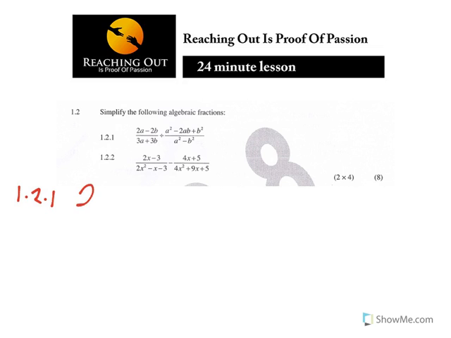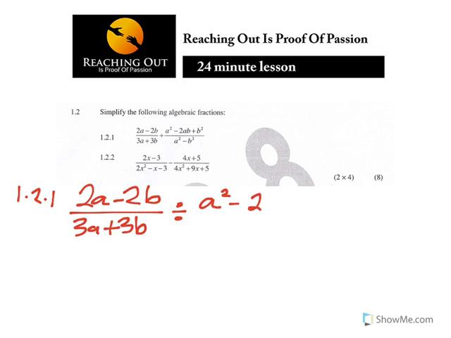So we are given (2a − 2b) over (3a + 3b), divided by (a² − 2ab + b²) all over (a² − b²). Now, something I wanted to recognize there is the top one.